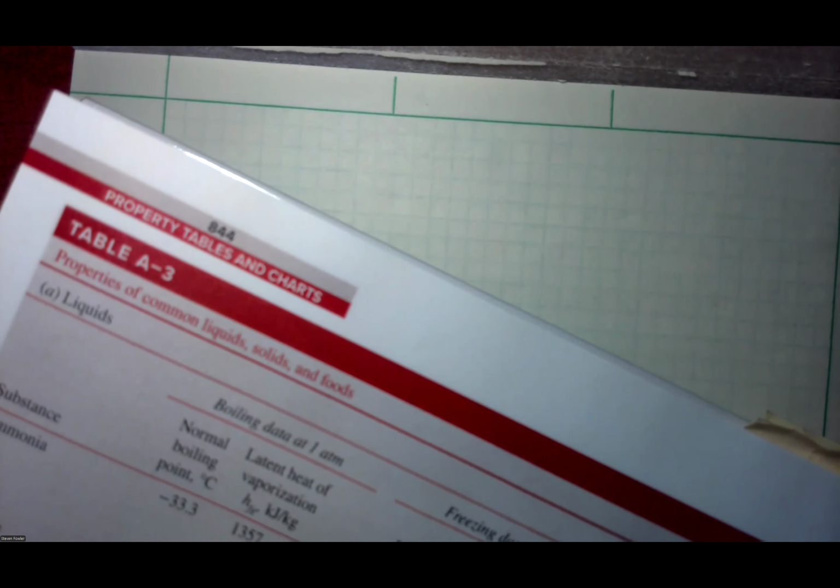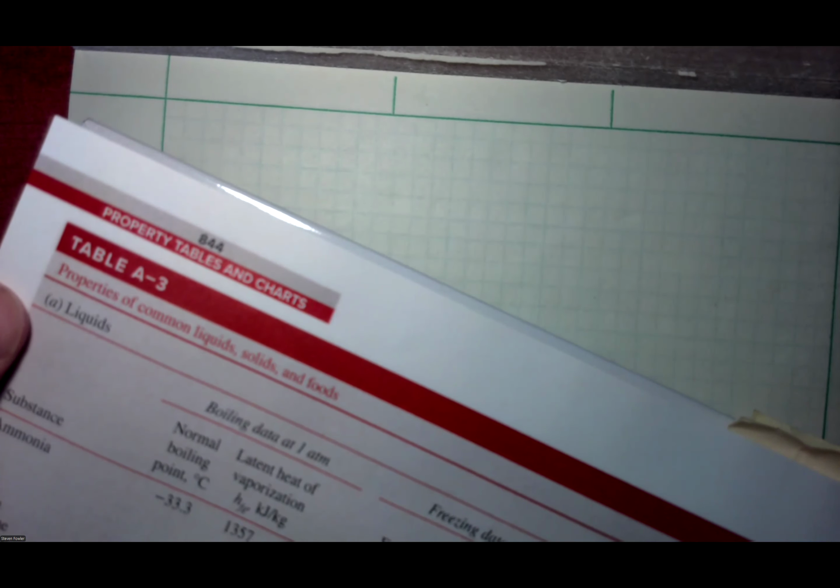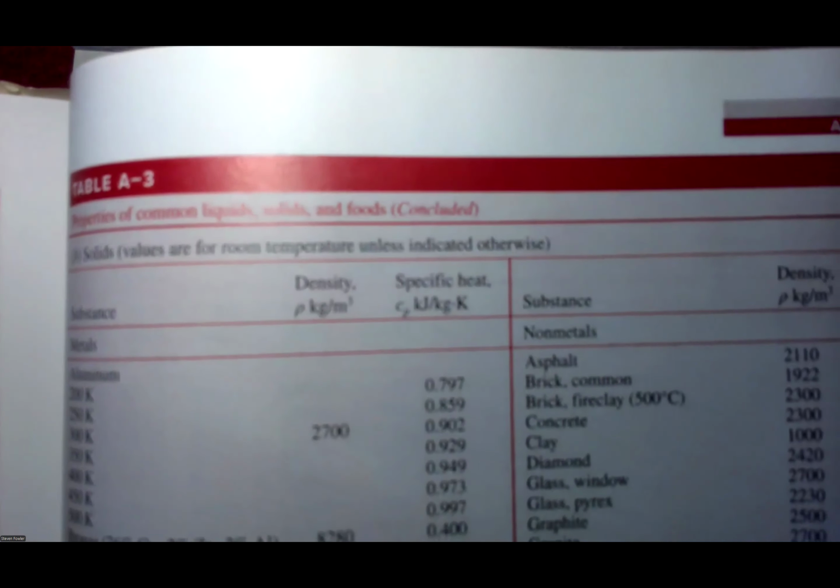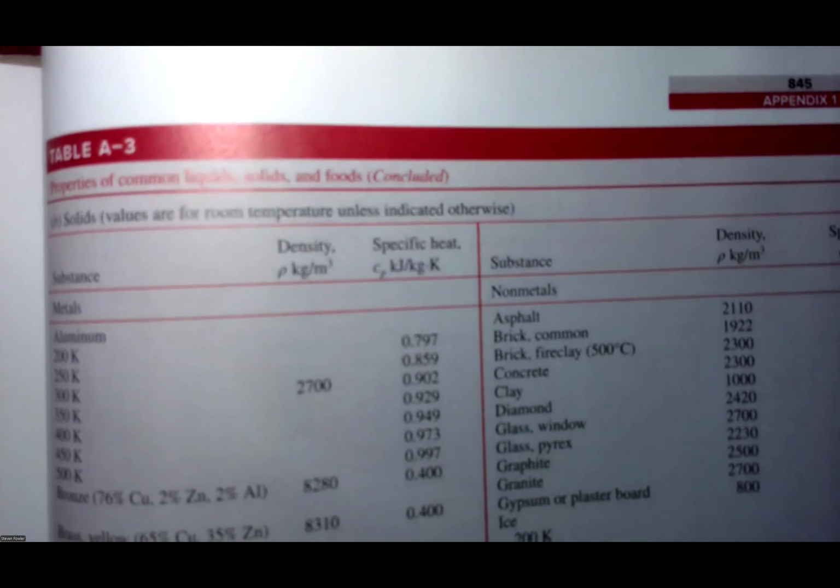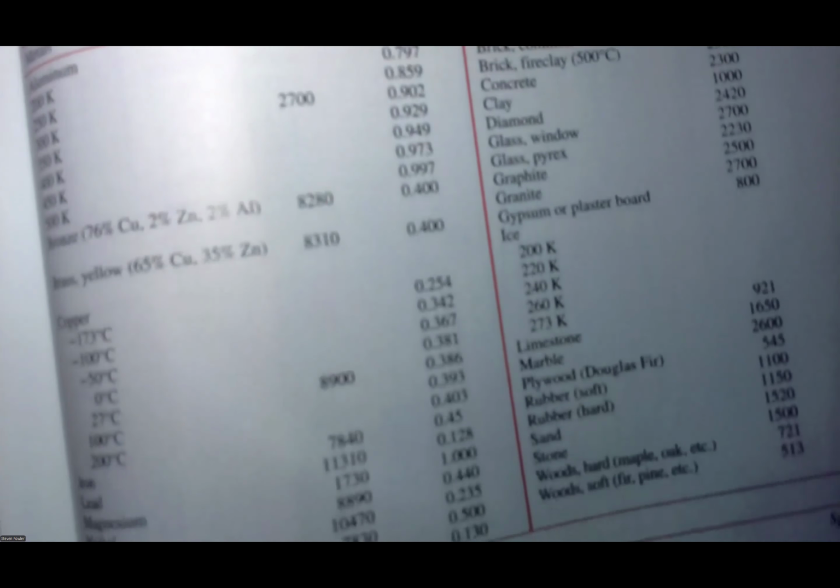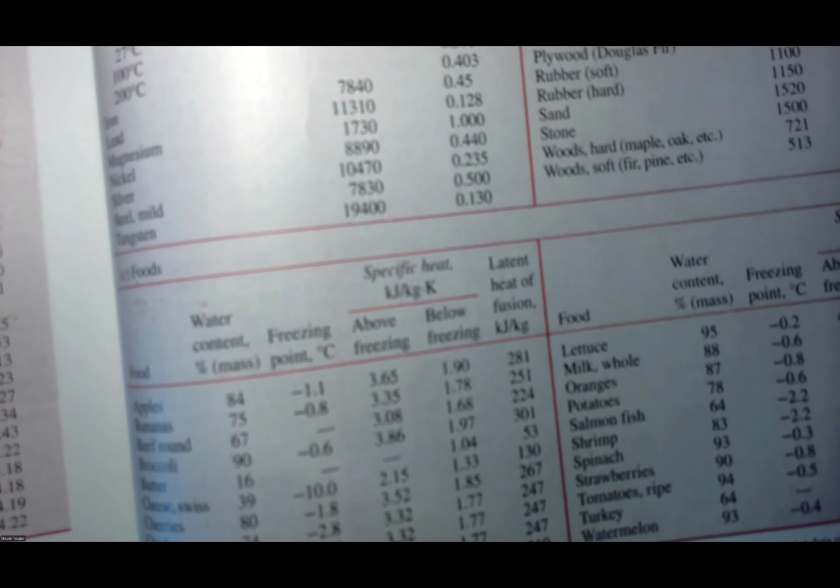Occasionally, we might use table A3. A3 goes on for a couple of pages. A3A is properties for liquids. A3B is properties for solids, some metals and other non-metals. And then down here is properties of food. So if you need to know the specific heat content of things like lettuce or oranges or beef, you've got an estimate in there.